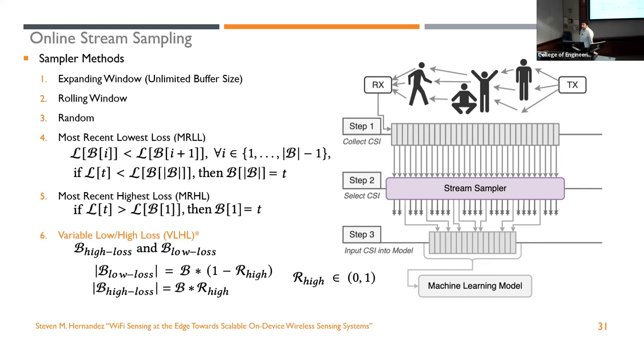The second thing, what do you see at this point as the biggest drawback? Because obviously, the rolling window, the sliding window, random, terrible ideas. What do you see as the biggest problem with what you call most recent lowest loss and most recent highest loss, or even with the variable combination? Can you think about the biggest disadvantage of this?